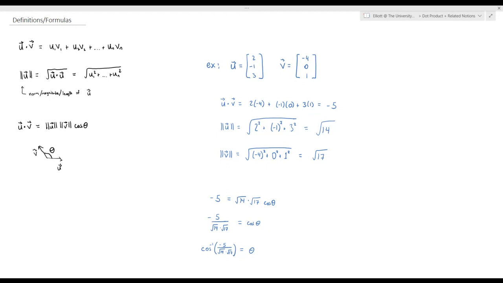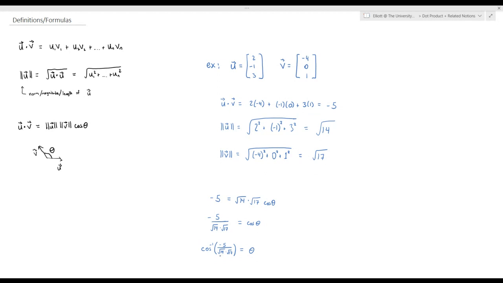If you were asked to find the angle theta, I think you would probably just leave your answer in this form. I wouldn't necessarily worry about pulling out your calculator and working out the decimal number that it would give you for this. I think that would probably be an acceptable answer for that.